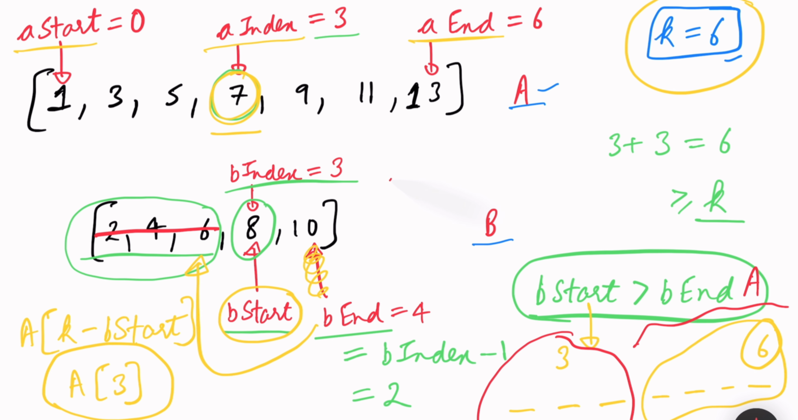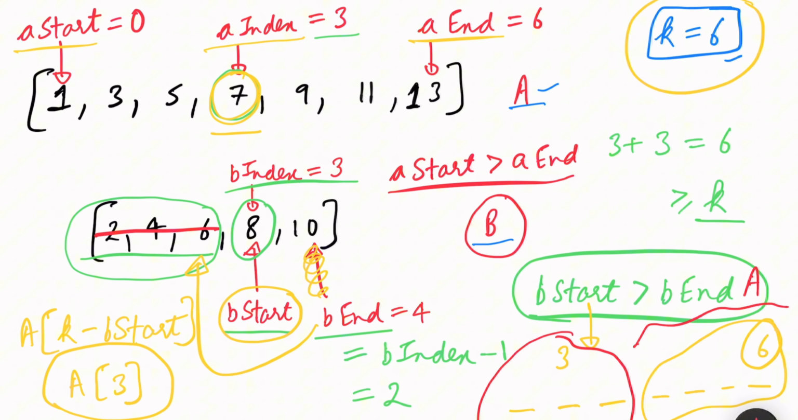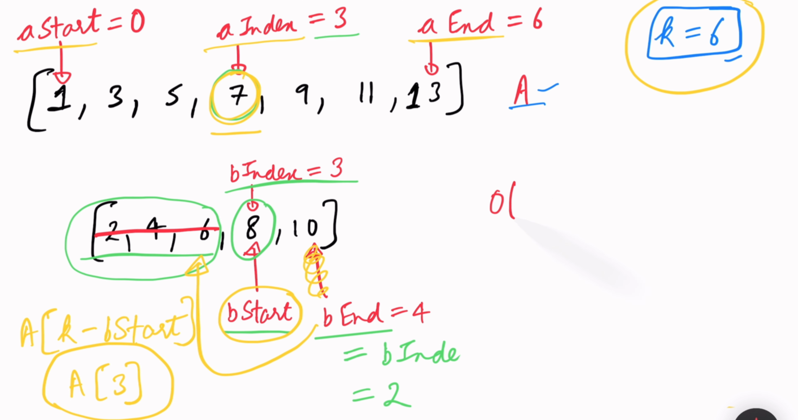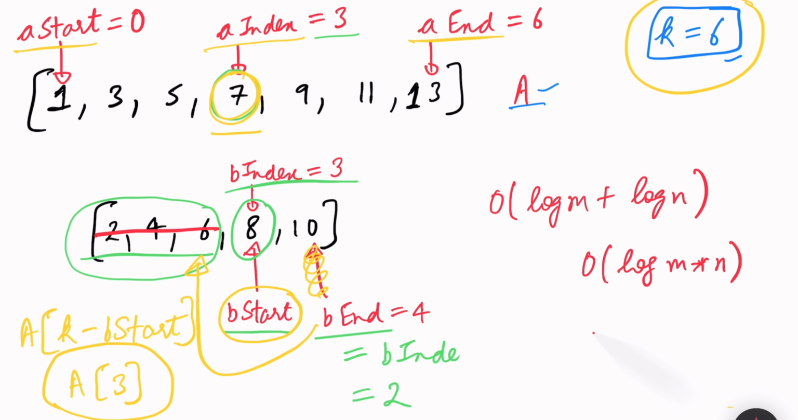And similarly, we can have a situation where A start can become greater than A end, and that would mean that we have finished processing the elements from array A and the rest of the elements are going to be picked from array B, and this way we are going to find the element at index k using binary search. So the overall time complexity of this approach is going to be O of log m plus log n, or O of log m times n, and space complexity is simply going to be O of 1.